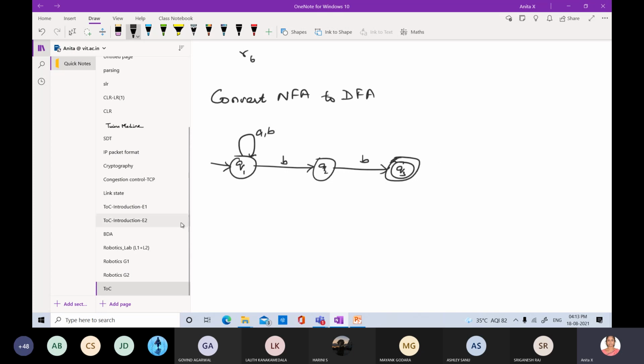So first, what I am going to do is construct the NFA table. The first step is construction of the NFA table. This is a transition diagram, so now I am going to construct the transition table. That's it.